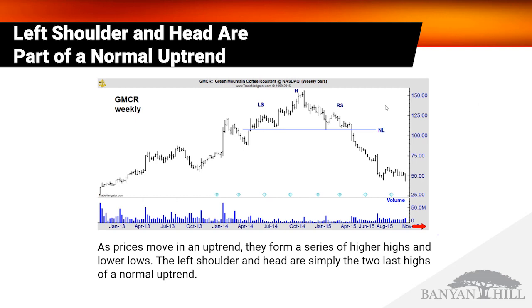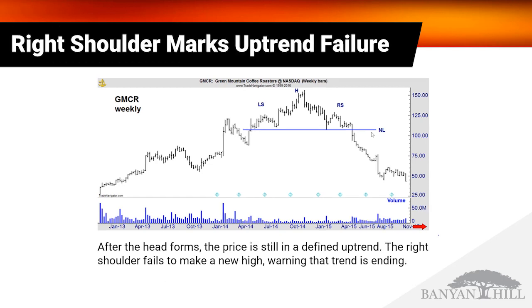Now, the left shoulder and the head are simply a normal uptrend. What we have is higher highs, higher lows. That's the left shoulder. The head, we don't know it's a head until we see the right shoulder forming. What we have at this point on the chart is a normal uptrend. Then the uptrend fails to make a new high. That's when we draw our pattern. Then we have the right shoulder and what's called the neckline, where we connect the lows of the shoulders. The right shoulder is marking the failure of the uptrend to reach a new high.